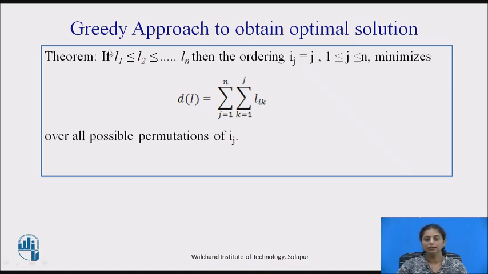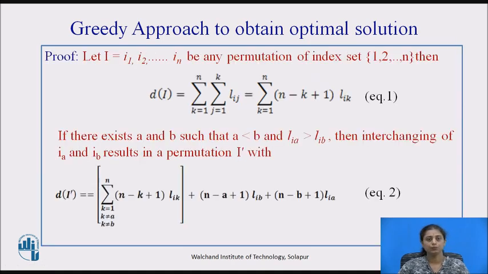Consider that we have stored all the programs in increasing order of length, so L1 ≤ L2 ≤ ... ≤ Ln, and the ordering is Ij = j, which is nothing but the index 1, 2, 3. This will always minimize MRT over all possible permutations. This is the theorem. Now we will see its proof.